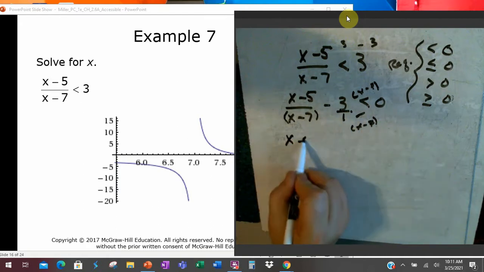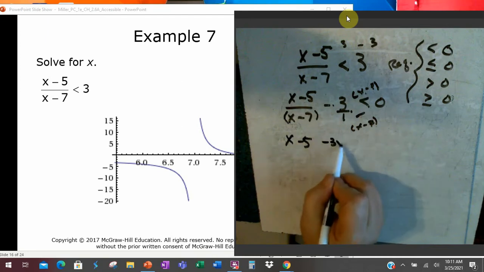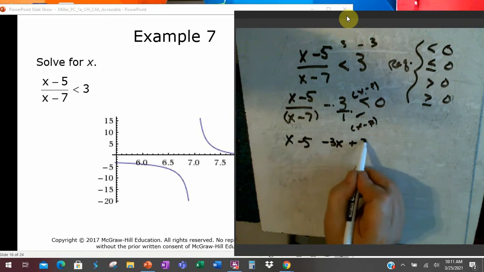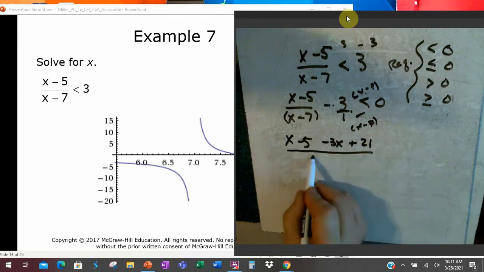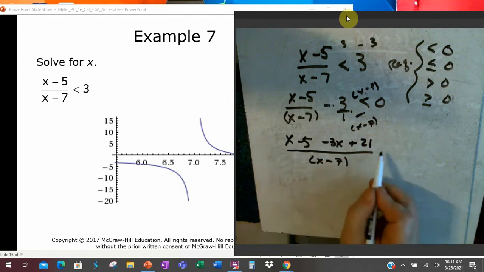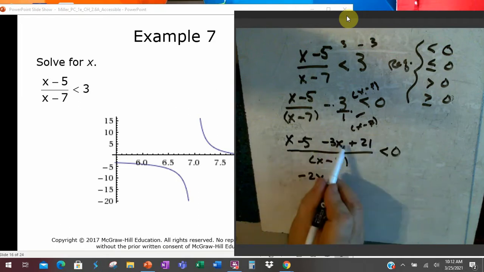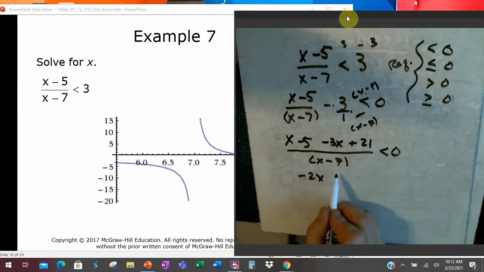So x minus 5 minus 3 times x is minus 3x. Minus 3 times -7 is plus 21, right? Okay. And then all of this now is over x minus 7. And I'm just asking when that is less than 0. Combine, so this is now -2x plus 16.